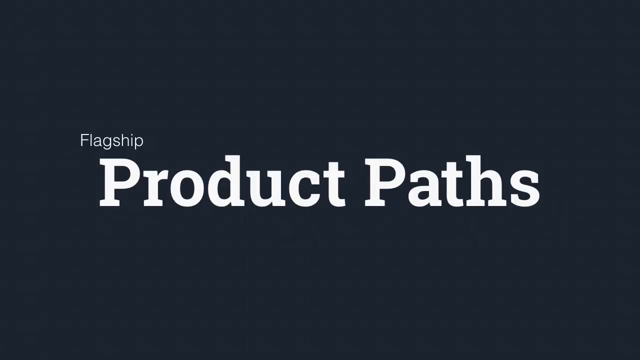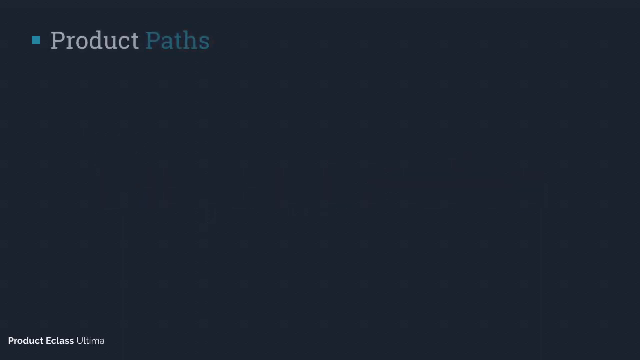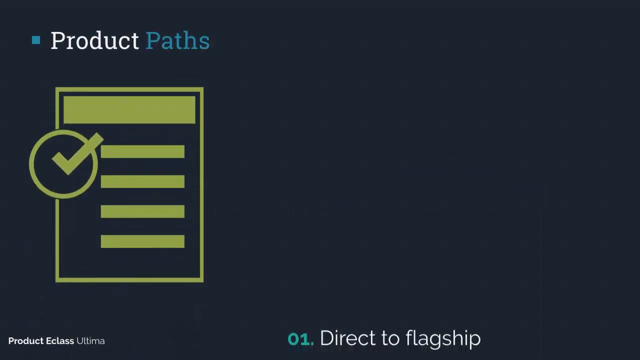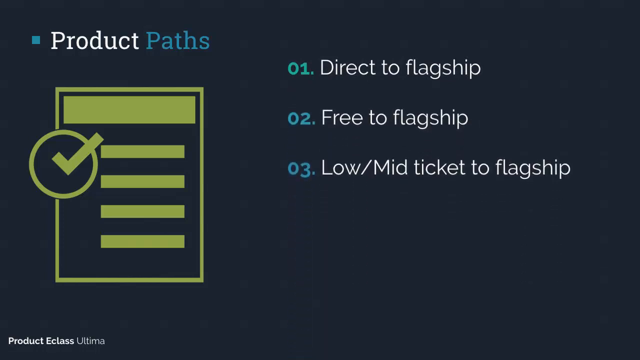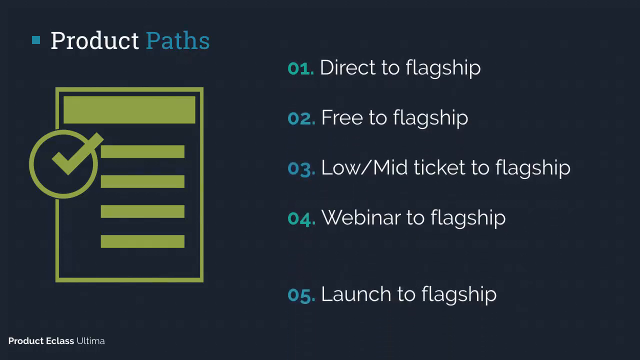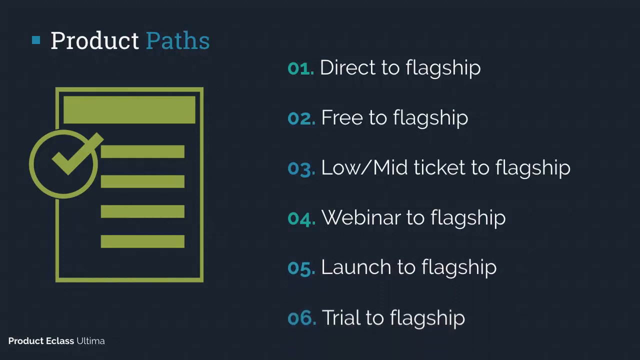So now let's talk about the product paths of what you can use to get a customer to your flagship products. The first, well, all the paths, let's just break them down. Direct to flagship, free to flagship, low mid-ticket to flagship, webinar to flagship, launch to flagship, and trial to flagship. Let me show you what each one of these look like.